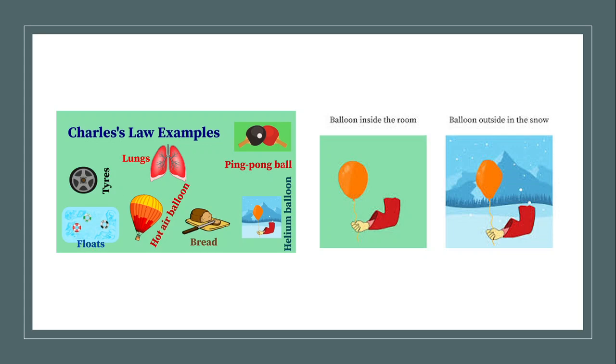Take a ping pong ball. Sometimes when you hit it too hard, it gets a dent on one side. You can fix it by putting it in boiling water and it just pops out, good as new. What happens is that it heats up, so the volume inside increases and puts pressure on the dent, and then it pops out and is good as new.